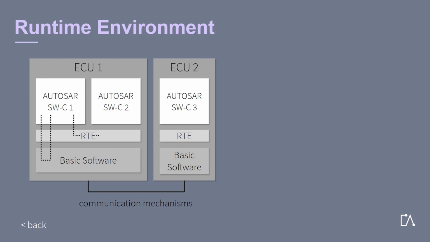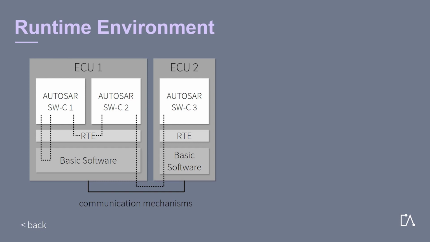If the components lay on the same ECU, the communication is solely based on the runtime environment. In this case, the virtual connections between the components are mapped onto local connections. If the components lay on different ECUs, the basic software is also involved.